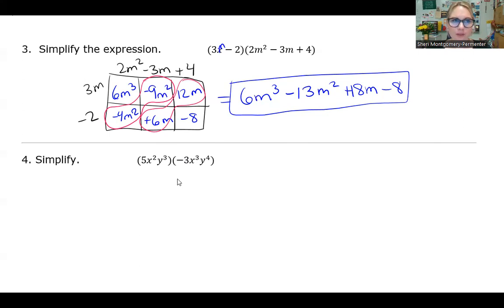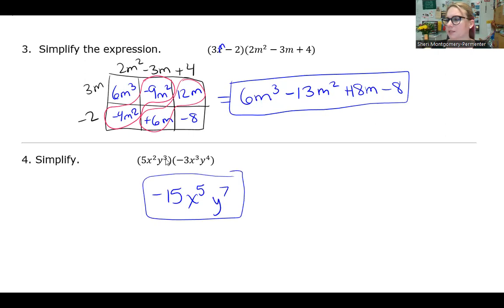Simplify. Don't get this one wrong. This one is so easy peasy. We multiply the numbers and we add the exponents. So 5 times -3 is -15. For the x's, 2 plus 3 gives me 5. For the y's, 4 plus 3 gives me 7. Done. Please get that one right.